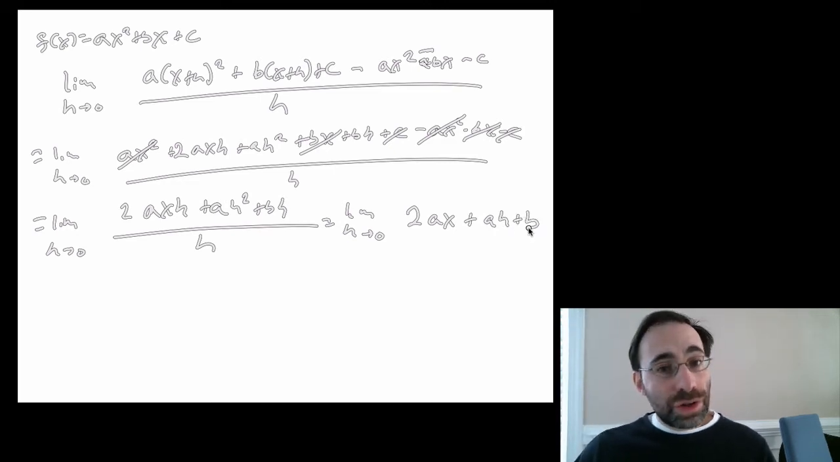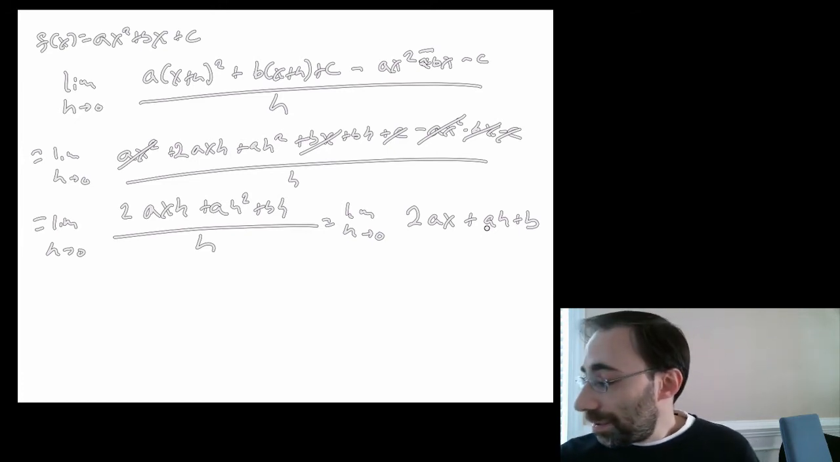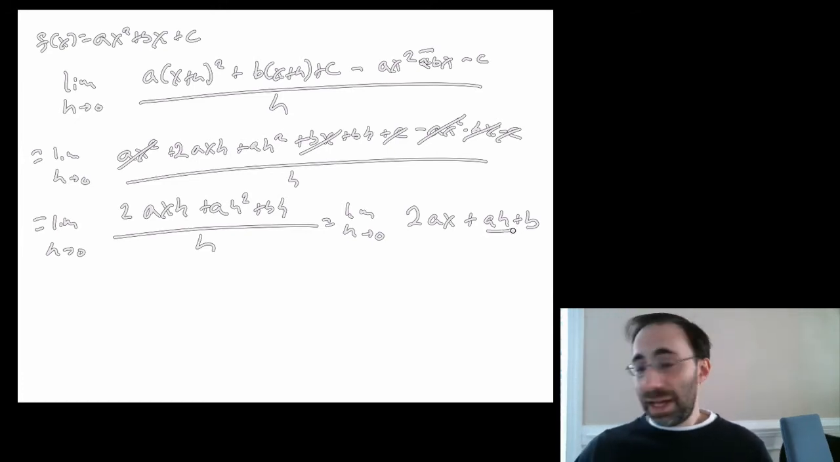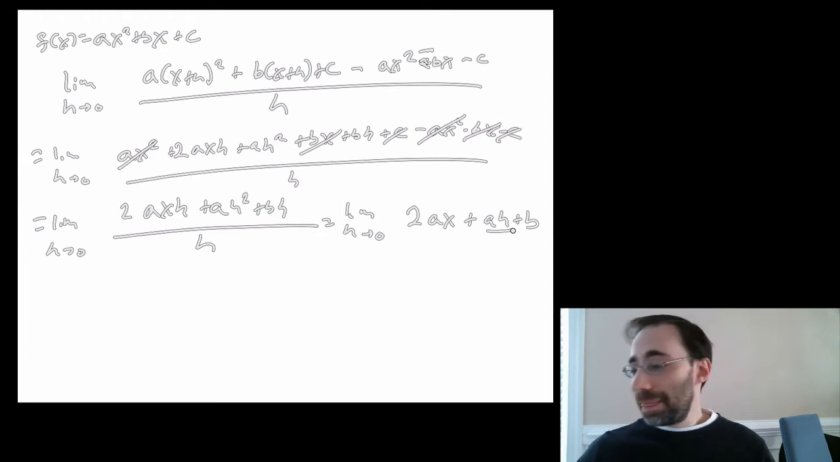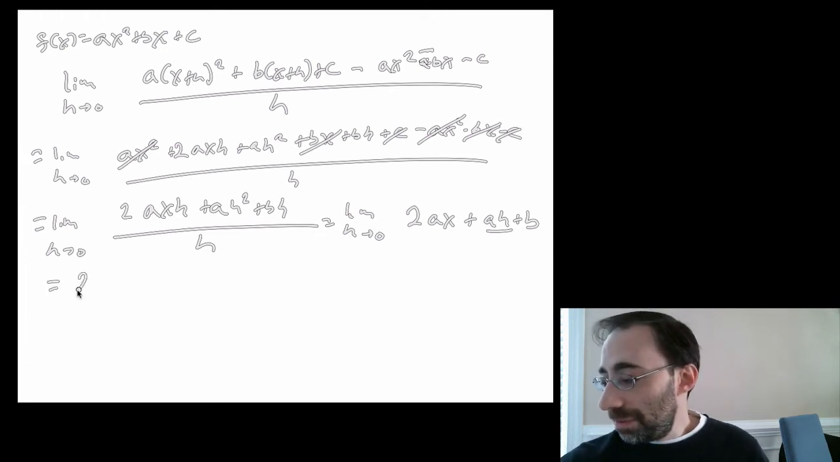Note that two of those terms have no h in them at all, so limits are irrelevant for them. The middle term here has an h. It's ah. The limit of ah as h goes to 0 is 0. So that term goes away in the limit, leaving you with only 2ax plus b.